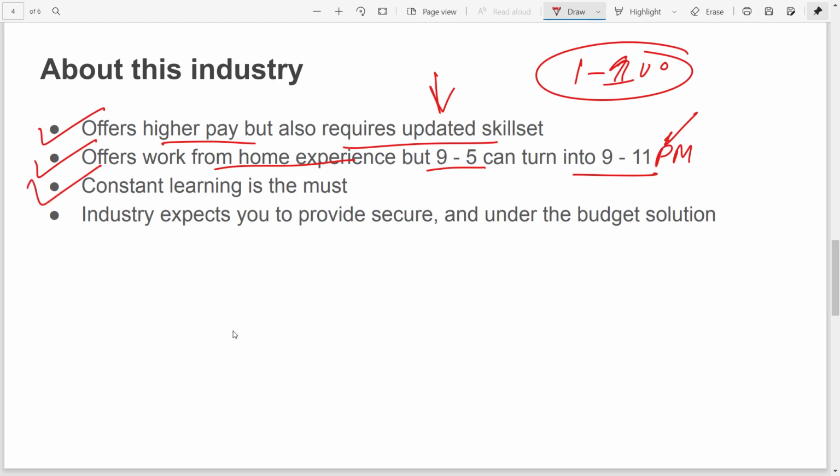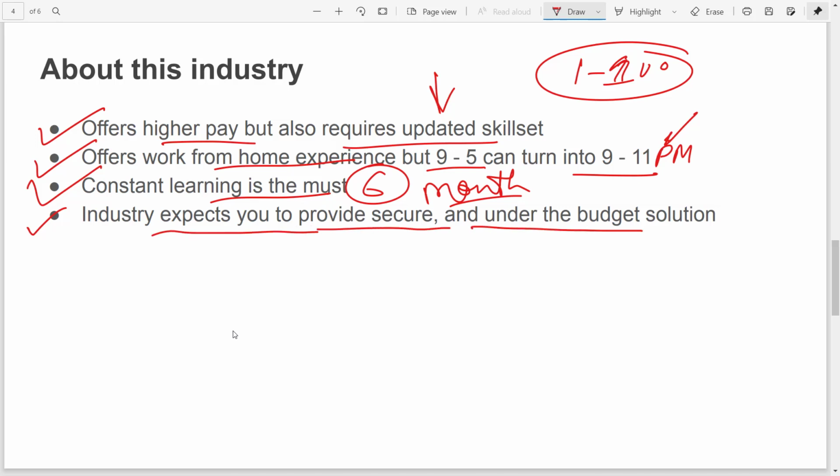Third thing is, constant learning is a must. As I mentioned, in my experience, this industry changes within 6 months. I'm not going to say it changes, but yes, it gets updated. New things are already there. So constant learning is a must. If that is not something you can do, this is not the right series for you to follow. And the industry expects you to provide secure solutions which are under budget.